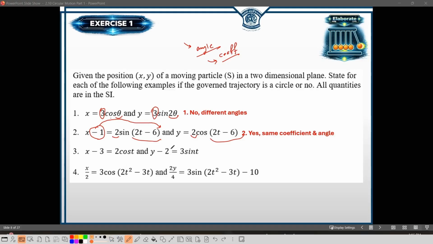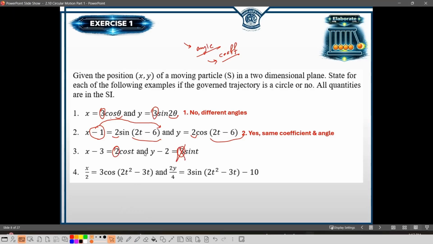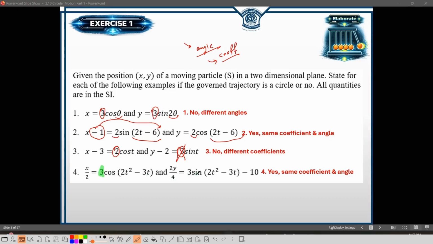Now, what about this one? Again, we don't need to evaluate the -3 and -2 because they represent the center of the circle. We just need to check the angle and the coefficient. We have a different coefficient, so there is no need to complete. This cannot be considered a circular motion, a circle. Now, what about the last one? We have the same coefficient and we have the same angle.